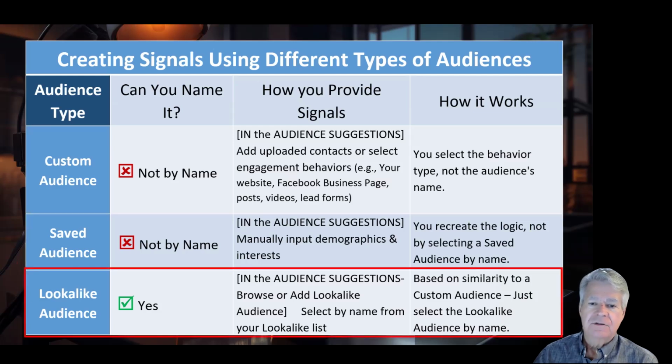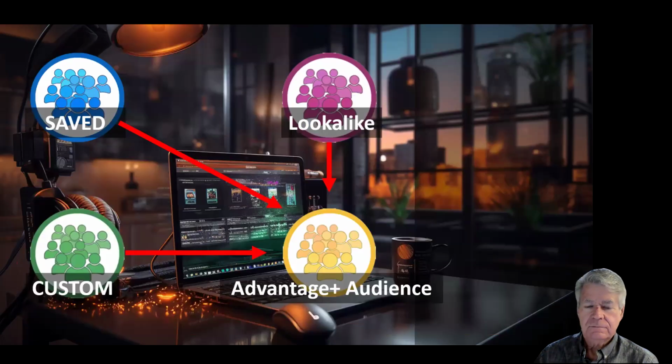For saved audiences, you don't add a custom audience by name. You manually input the same criteria you use to create the saved audience. There's almost no end to the combinations you can create to use Advantage Plus Audience to expand your custom audiences. You can even combine multiple audience segments in all of these formats to maximize the potential audience growth.